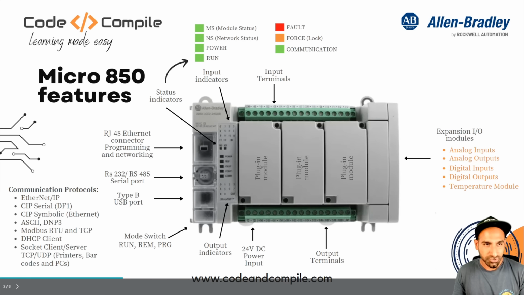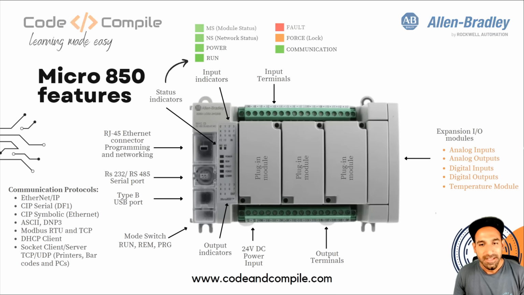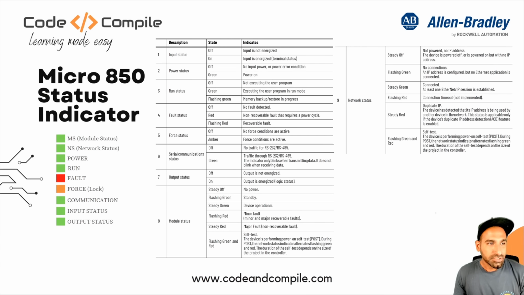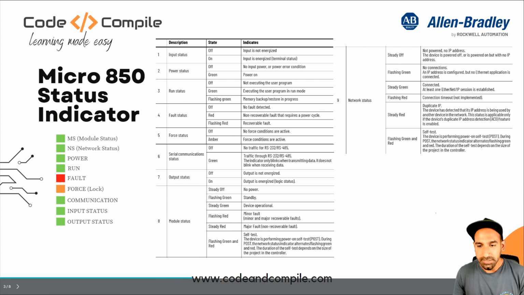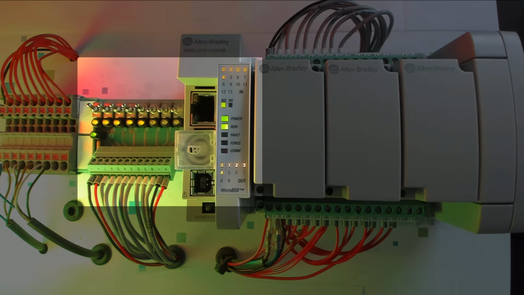But let's see what we have in this training video so far. The next slide is about status indicators again. So here are some more details about the status. For example, input status. If it's on, then it will be green. If it's off, it means the input is not energized. And you can see clearly here. So I'm going to de-energize my input 0.